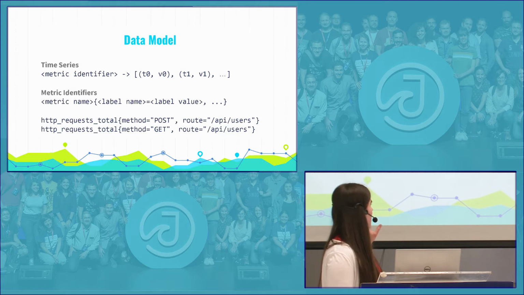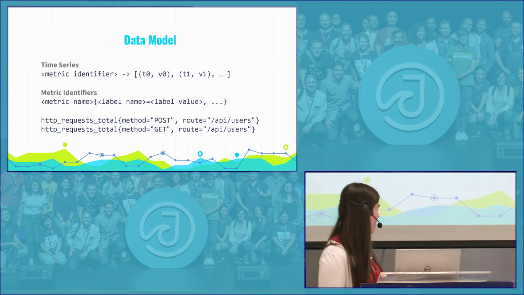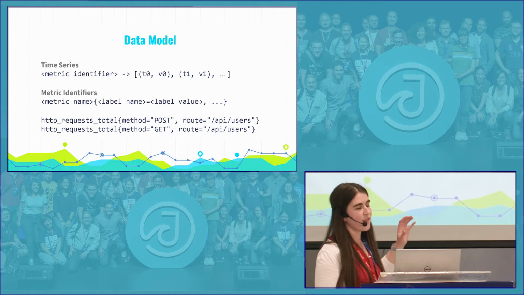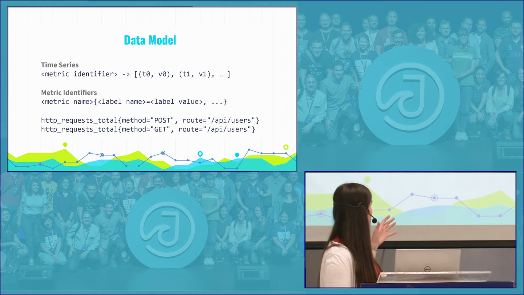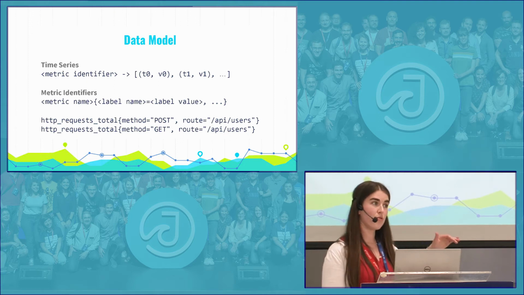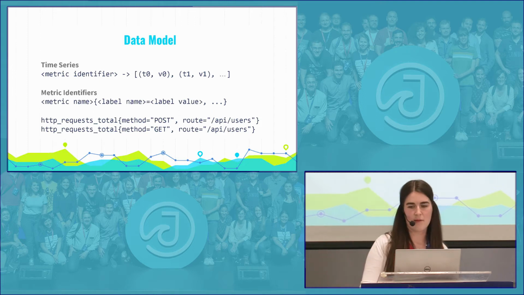So for example, here we have a metric, which is the total number of HTTP requests. And we provided different combinations of labels, and these are unique time series. So we can gather the number of post requests to a particular endpoint, and also the get requests to that endpoint.